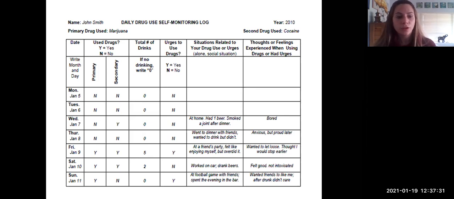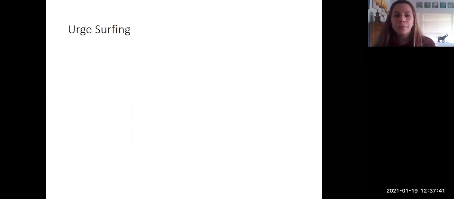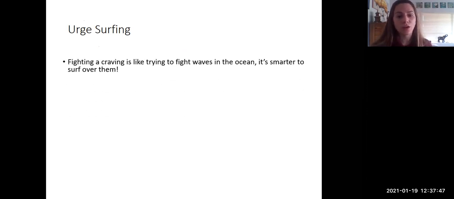This can be helpful for them to track how much they actually are using, and then what the thoughts and feelings connected to it are. So what are the triggering situations that are connected to it. And then you also want to give them some tools for managing when the urge comes up that allows them to avoid the use itself.